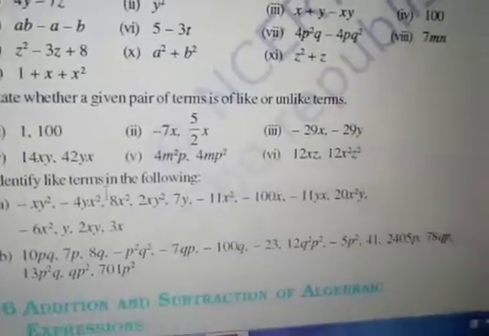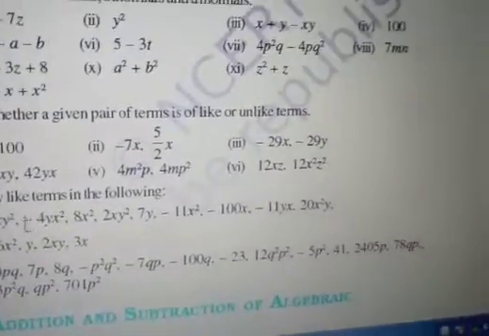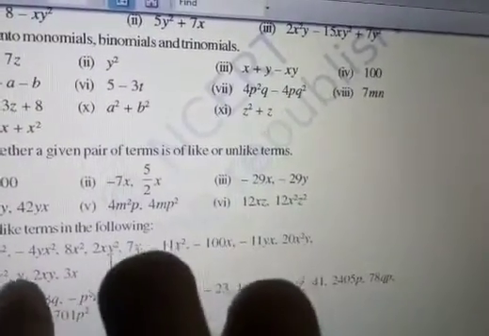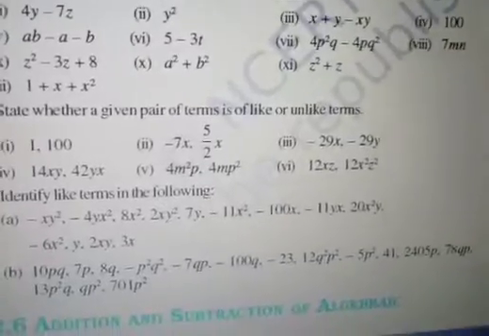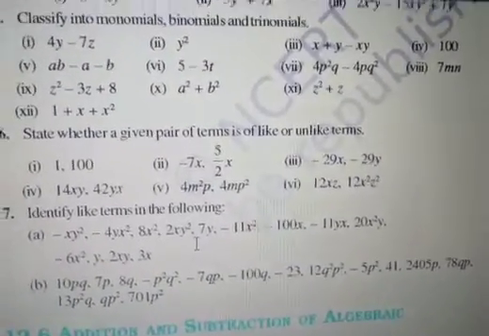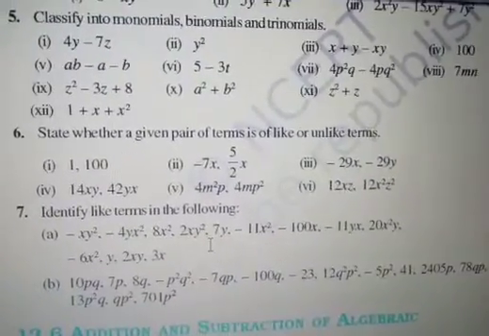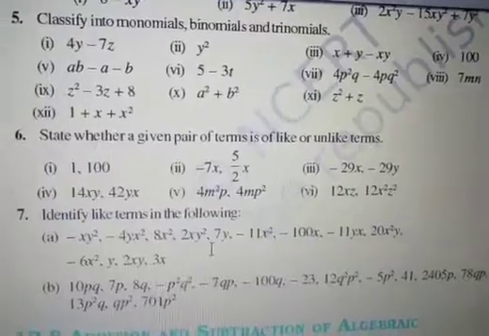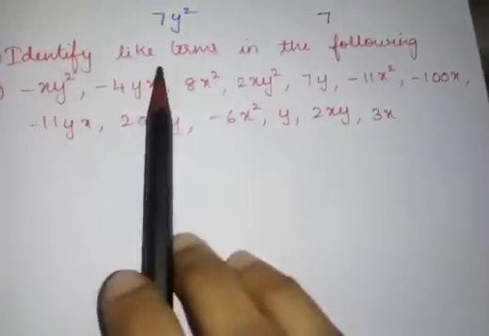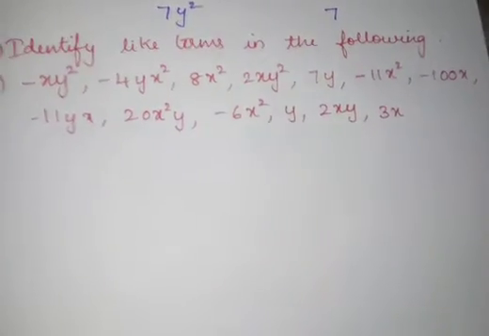Okay. Seventh problem. Identify like terms in the following. So many terms are given, right? See 1, 2, 3, 4, 5, 6, 7, 8, 9, 10, 11, 12, 13. Totally 13 terms are given in this equation. In this equation, you are going to write the like terms. You are going to write what are all the like terms there. Okay. Then the question here from the textbook: identify the like terms of the following. What are all the like terms?